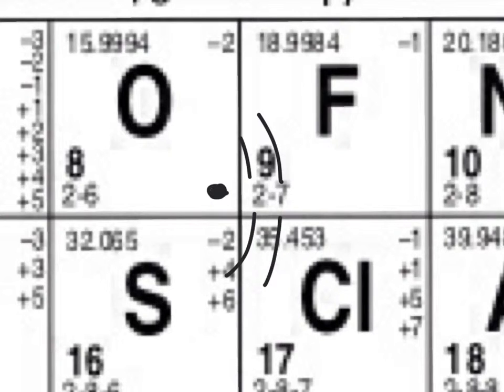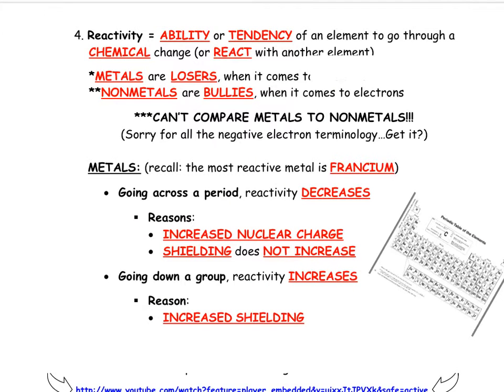The protons are very close to that valence shell right here, and it's going to go out and steal electrons from anybody it can get its little fluorine hands on. Okay, let me zoom back out. Hold on a second. Let's make sure we covered everything.